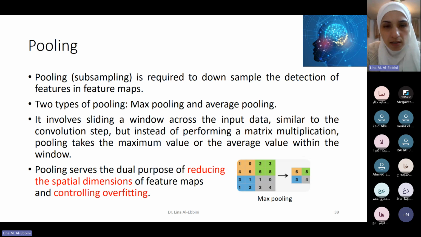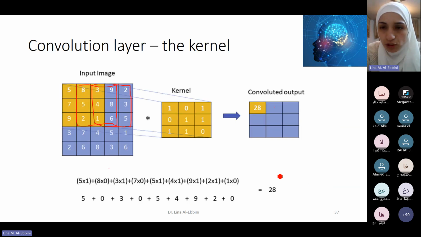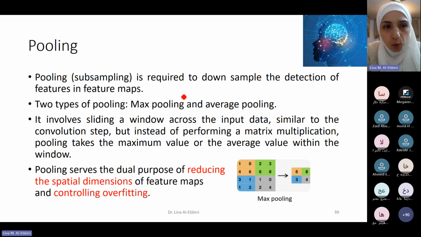Then for the next step, assuming at the end that the resulting convoluted output, which is the feature map, is passed through an activation function, we then apply pooling. Pooling or subsampling is required to downsample the detected features in feature maps. Now, what do we mean by sampling or pooling? Actually, we have 2 types of pooling, max pooling and average pooling.